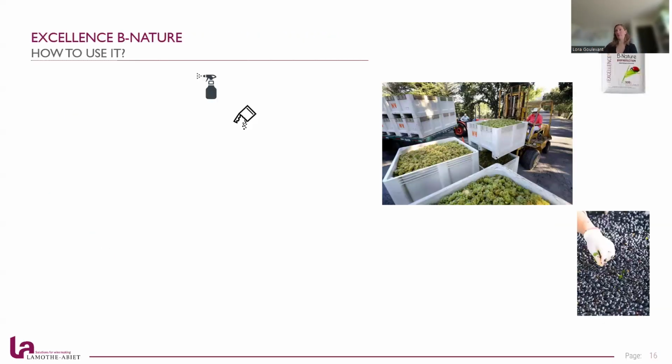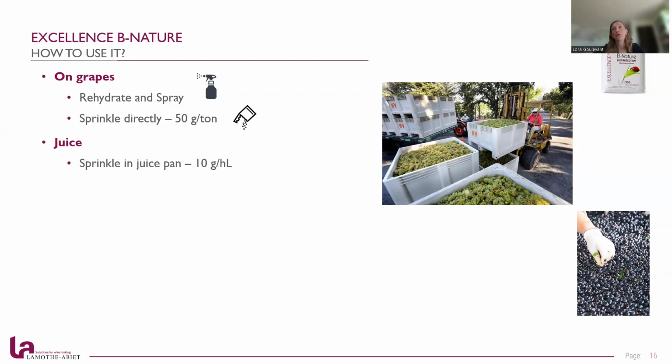So how to use it? Because it needs to be practical. You can use it directly on grapes. You can just dilute it in water and spray it on your grapes. But the easiest is to sprinkle it directly, as dried yeast, on grapes. Usually the dose is 50 grams per ton. You just use a tube and sprinkle it. You can also sprinkle the product in the juice pan, just dried. It's going to rehydrate directly in the juice.